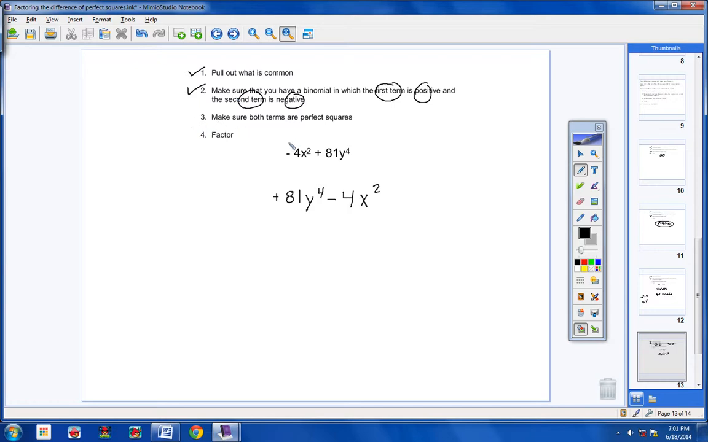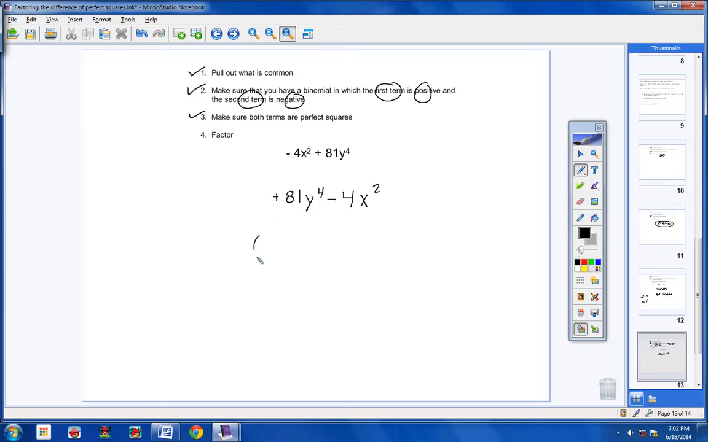Make sure both terms are perfect squares. Well, do we know the square root of this term? Well, sure we do. The square root of 81 is 9, and the square root of y to the fourth is y squared. I mean, 9 times 9 is 81, and y squared times y squared is y to the fourth. So yes, most definitely we know the square root of this term. Do we know the square root of this term? Well, sure we do. The square root of 4 is 2, and the square root of x squared is x. 2 times 2 is 4. X times x is x squared. So yes, I do have two perfect squares.